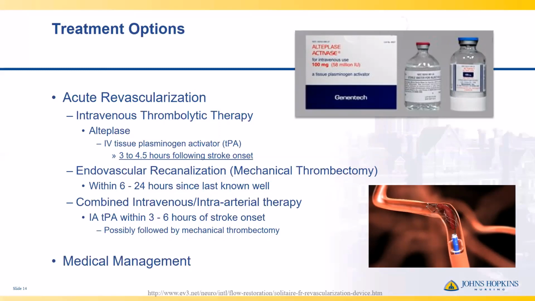And then we might also do a combined intravenous or intraarterial therapy, and this might also be followed by mechanical thrombectomy. If we give intraarterial TPA, it usually is within 3 to 6 hours of onset, frequently followed by a mechanical thrombectomy. And then the other part of ischemic stroke management is actual medical management, because if a patient doesn't come within the early time frame, it means they're out of the window to get any of these therapies. So we're going to medically manage them.